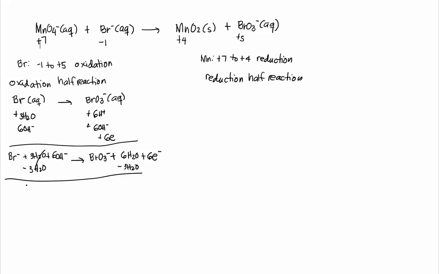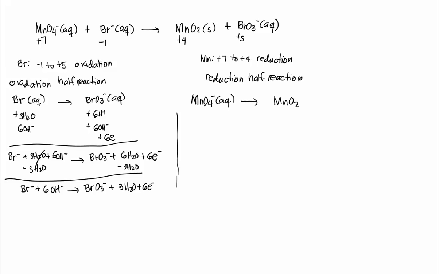So that goes. On the left we have Br minus plus 6 OH minuses. On the right side we have BrO3 minus plus 3 H2Os plus 6 electrons. And that is it for the oxidation half reaction. Now let's work on the reduction one. On the left side, manganese is MnO4 minus. On the right side, manganese is MnO2.